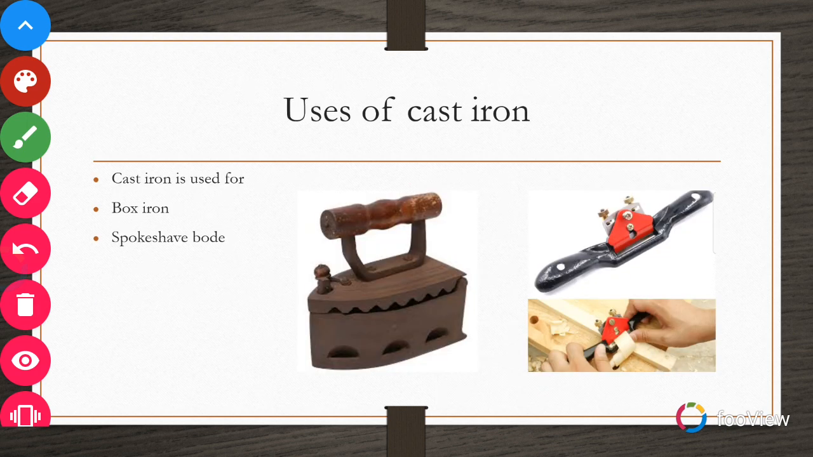Now let's move on to uses of cast iron. As we can see, cast iron is used for box iron, which uses coal, or what we call charcoal today. We also use cast iron to manufacture spoke shave, which the wood workers use in their workshop, usually to peel off the surface of wood.